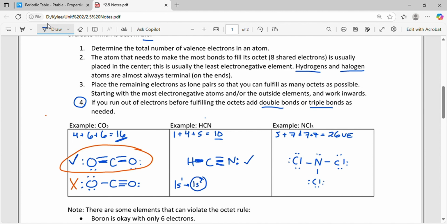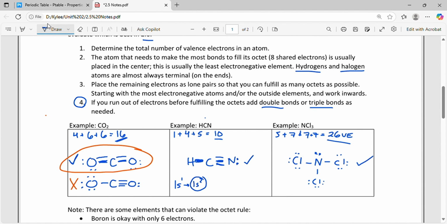Remember, I only am going to make a double bond or triple bond if I run out of electrons. And in this example, I didn't run out of electrons. So those last 2 electrons can go on nitrogen to make its octet. Everyone has an octet. I've only used my 26 electrons, so this one is good to go.